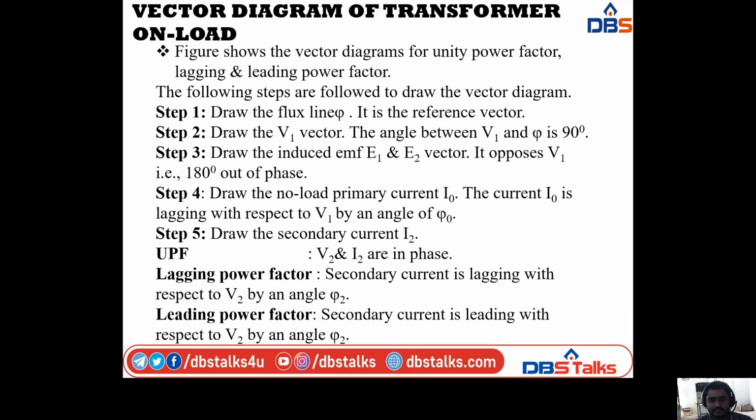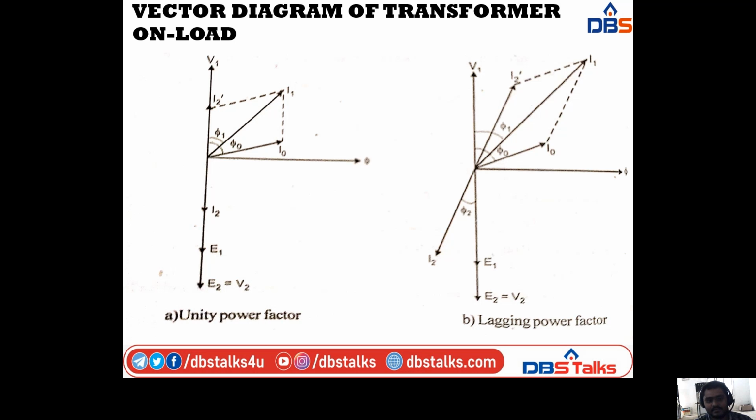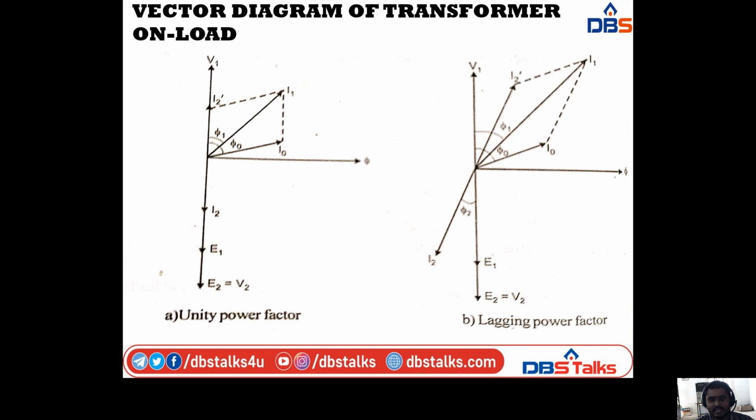Coming to the sixth step, I am going to draw the load component of the primary current, that is I2 dash. It is opposite and equal in magnitude to I2 in all the diagrams. So this is I2 dash, equal and opposite to I2. That means I2 and I2 dash are on the same line but in opposite directions.